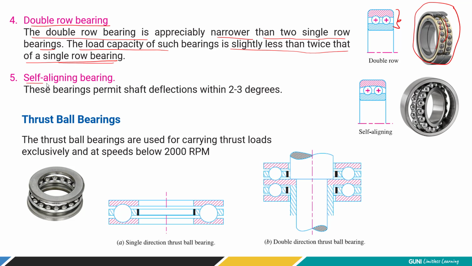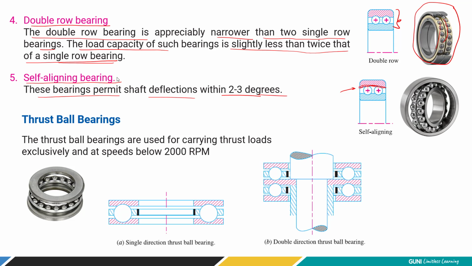Now fifth is self-aligning bearing. These bearings permit shaft deflection within 2 to 3 degrees. Now basically how does it work? Now just look at it. The outer recess or race or ring you can say has a circular surface, like a large circular surface, right?